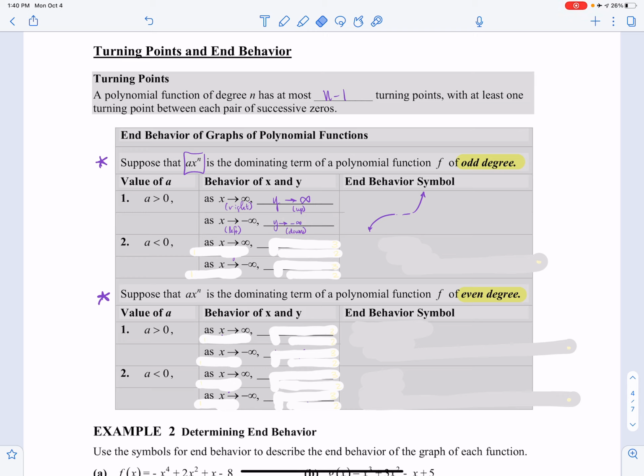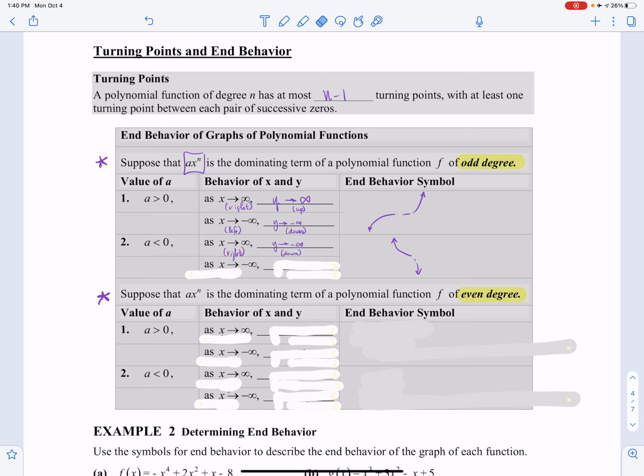Well, then the next part of this is when my A is negative. And when my leading coefficient is negative, then things start to turn around. So my end behavior, first of all, is going to be different. So this time, as x approaches infinity, again, x approaching infinity is on the right-hand side. What are my y's doing on the right-hand side? Well, my y's are going down. How do I write that? Y is approaching negative infinity.